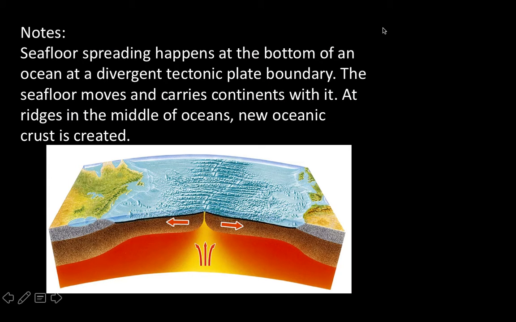And so here is a summary of seafloor spreading. And again, let's see if we can break it down a little bit. So for your notes, you might say, what is seafloor spreading? Seafloor spreading happens at the bottom of the ocean at a divergent tectonic plate boundary. The seafloor moves and carries continents with it. At ridges in the middle of the ocean, new oceanic crust is created. So, let's see what the main points are. So, seafloor spreading.